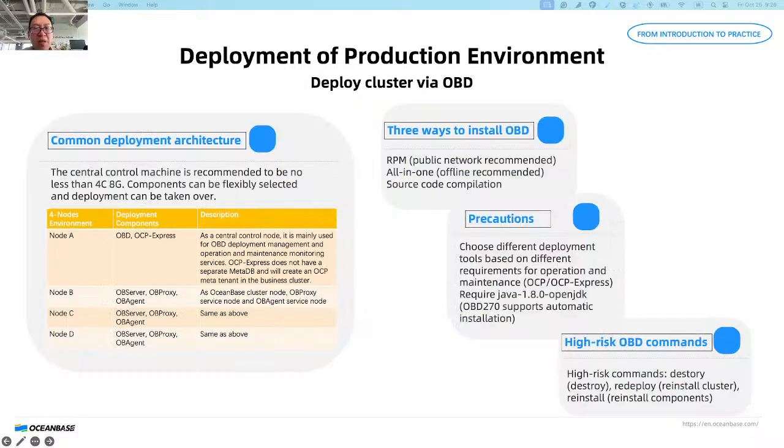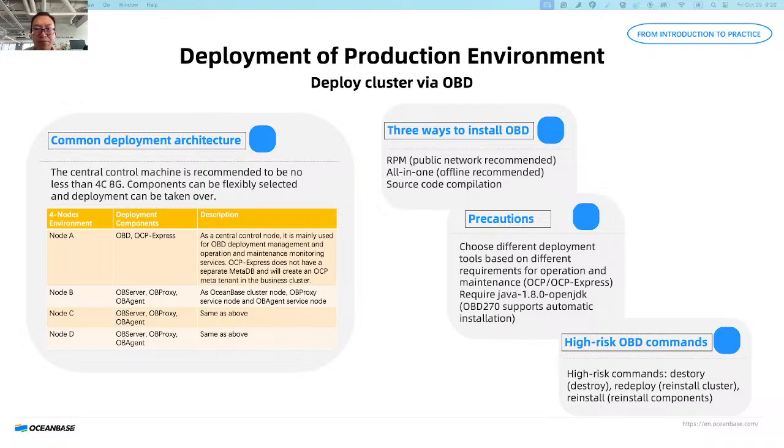Okay, let's move on. Let's take a look at deploying a production environment through OBD. Here is the common architecture with a total of 4 nodes. One of the nodes will be used as the central control node to deploy the OBD installation and deployment tool. Of course, this node will also be used to deploy OCP. The remaining 3 nodes form a 3-node cluster for OBServer, OBProxy and agent. Here are some points to note.